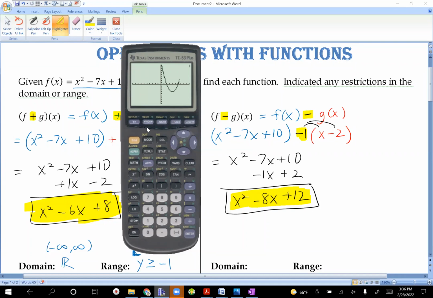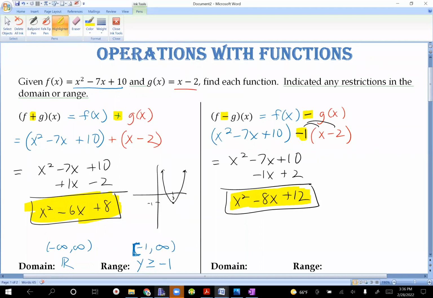And let's see what the vertex is here. Go second trace. And then we're going to go to 3 for minimum. We'll go left a bit. Hit enter. Go right a bit. Hit enter. Enter one more time. The vertex is 4 comma negative 4. Just a small sketch here. 4 comma negative 4.